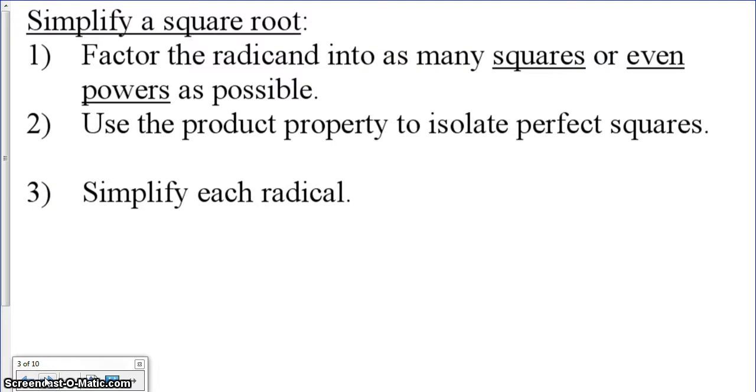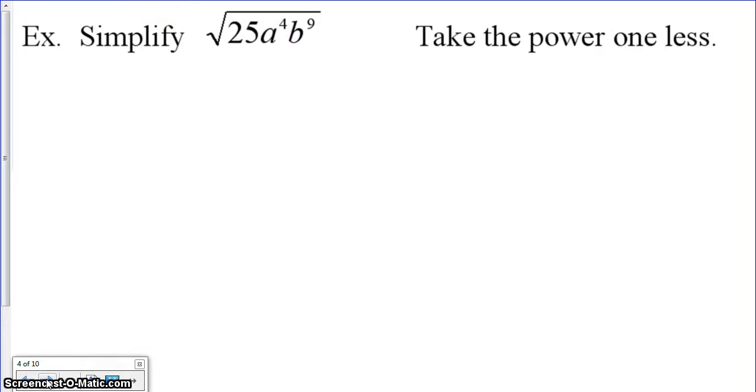Simplifying a square root. Factor the radicand into as many squares or even powers as possible. Use the product property to isolate perfect squares, and then simplify each radical. So for example, we're going to simplify the square root of 25a to the 4th b to the 9th. In order to do that, we need to make sure that our exponents are divisible by 2. So here, we've got 25, which is a perfect square.